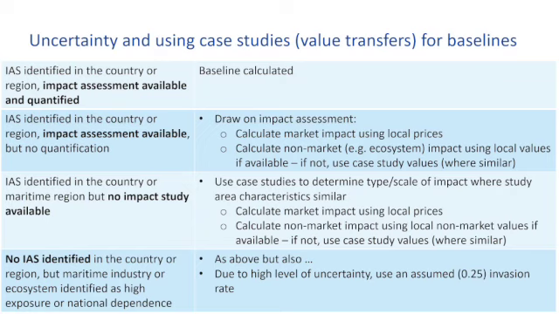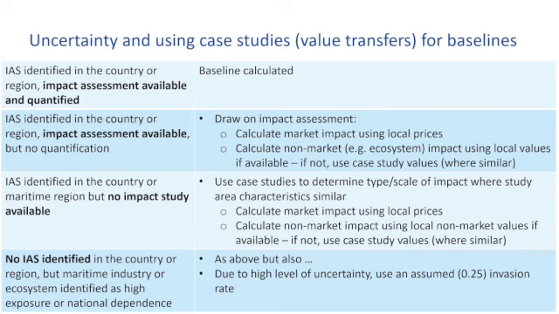At the third level, the species has been identified in the country or region, but no impact assessment has been done. In this situation, you need to look at case studies from other regions to determine if there's been an impact assessment for that species for a similar industry, if the study areas are similar enough. Again, you'll have to calculate market impacts using local prices, and then non-market impact using non-market values if available, or case study values if they're not available.